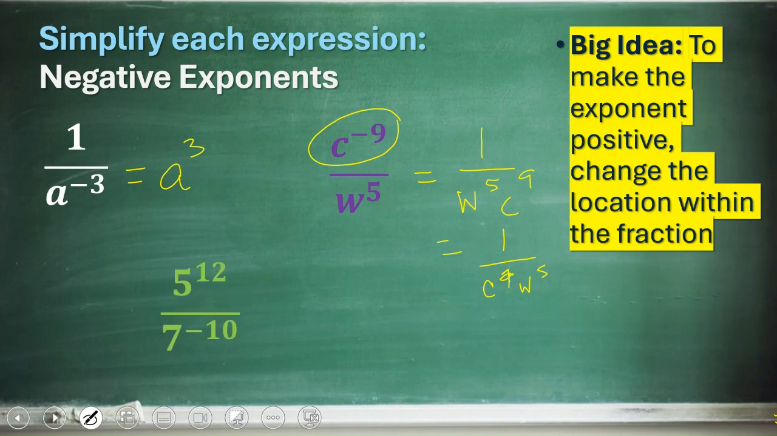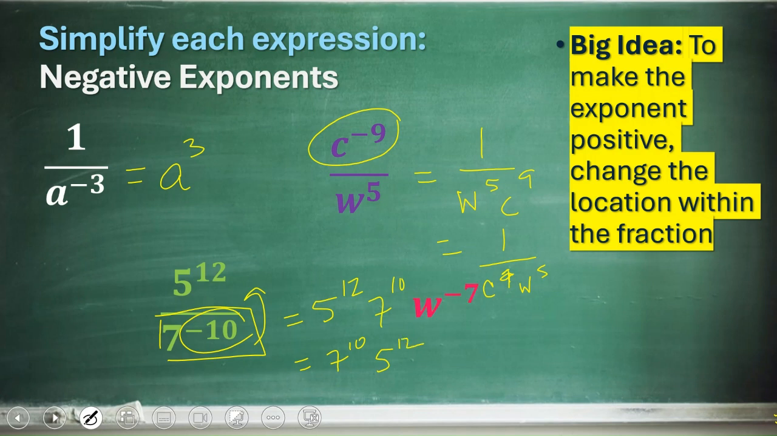All right, next example, we have 5 to the power of 12 divided by 7 to the power of negative 10. Same idea, different bases, so we can't combine these two expressions. So what I need to do, to get this negative 10 to be positive, is shift this whole piece to the numerator. So when I do that, I end up with 5 to the 12th times 7 to the 10th. Or the same thing, you can write it like this, and it's an equivalent form.